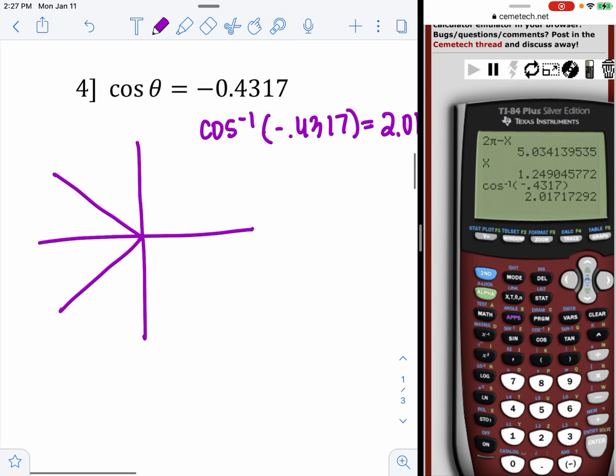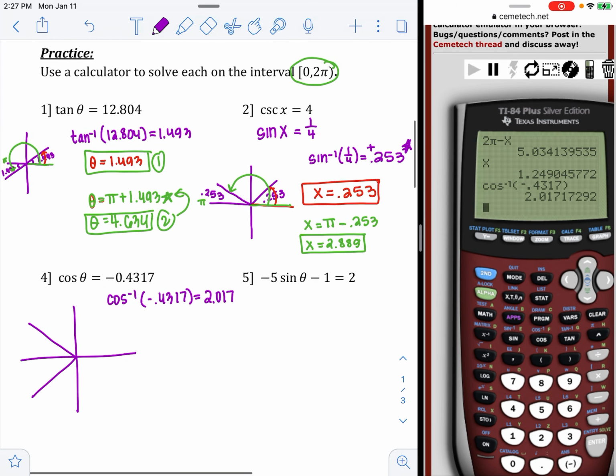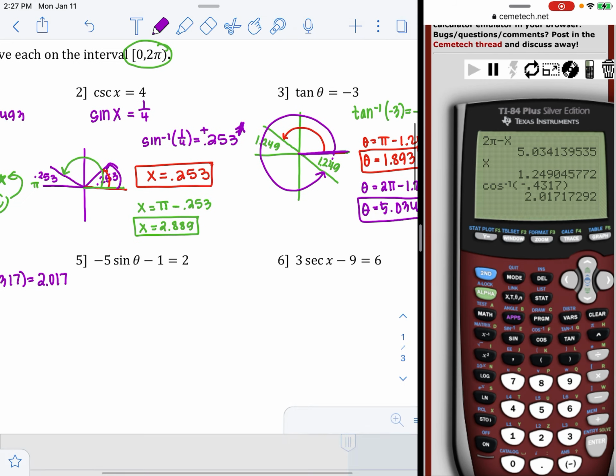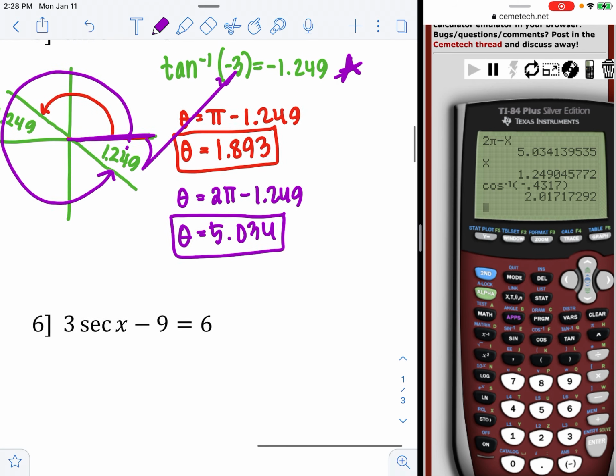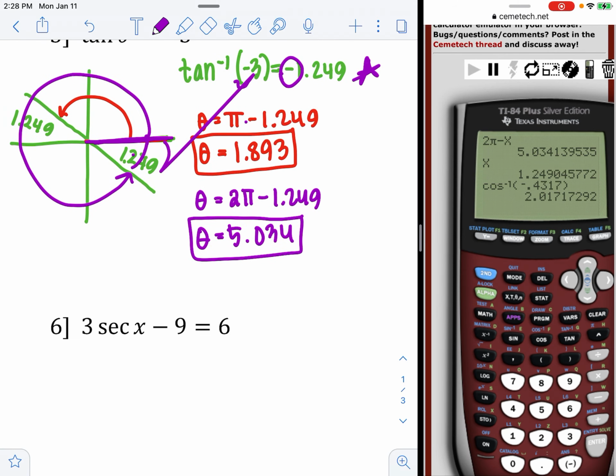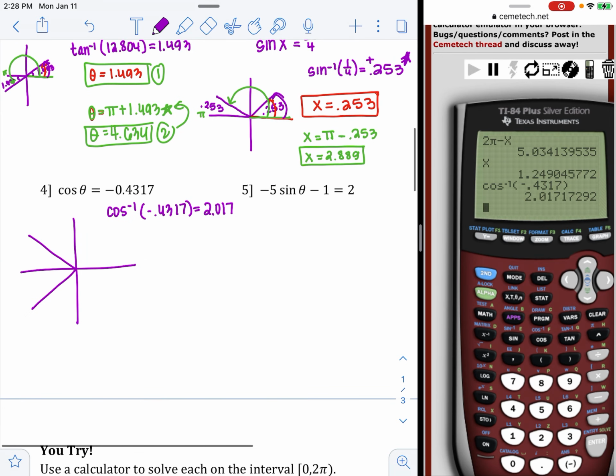It's the most common incorrectly labeled angle. People will want to put it here, which is not correct. The angle your calculator gives you is from the positive x-axis, either clockwise or counterclockwise. So if you look here, it was positive x-axis clockwise, positive x-axis clockwise. This was positive x-axis counterclockwise, and the only reason it was counterclockwise was because it was negative. Okay, so this one is positive x-axis clockwise. They gave me that angle. So I'm going to label that angle 2.017.